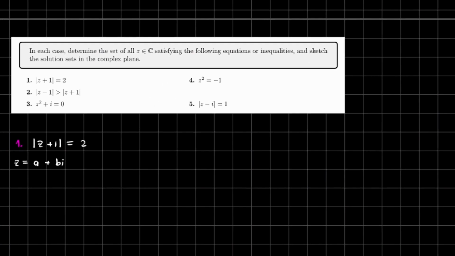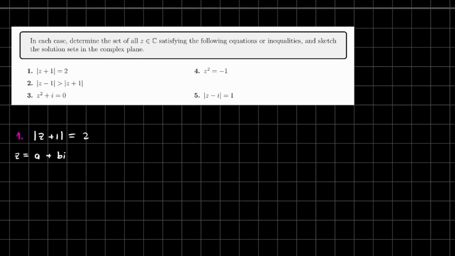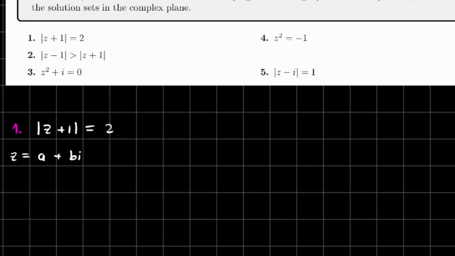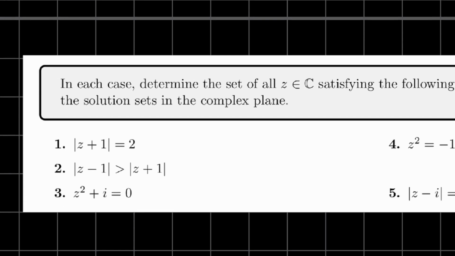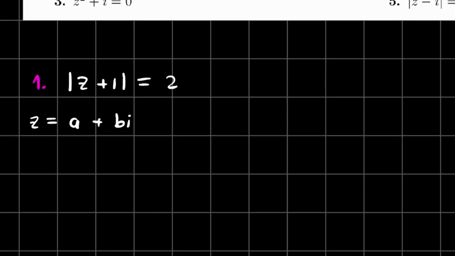Today we're going to be solving this. We want to determine the set of all z's in the complex number plane that satisfies the following equations or inequalities. To do this is quite easy. So let's begin with the first example. We have this, and we want to find the set of z in the complex plane. How do we do that? Well, we simply start by saying we know that z is equal to this, right?